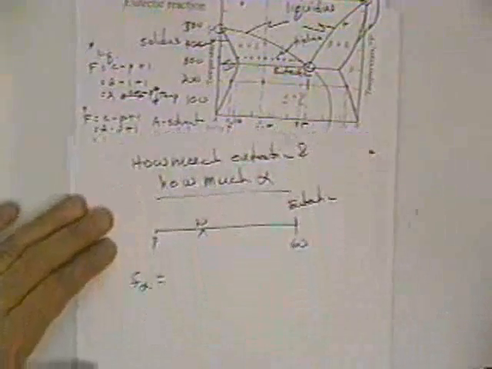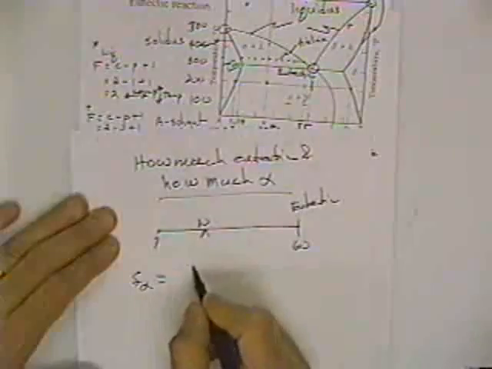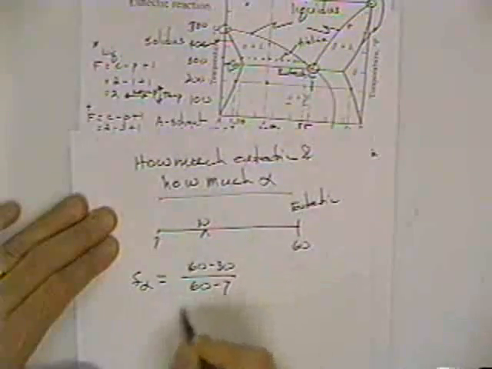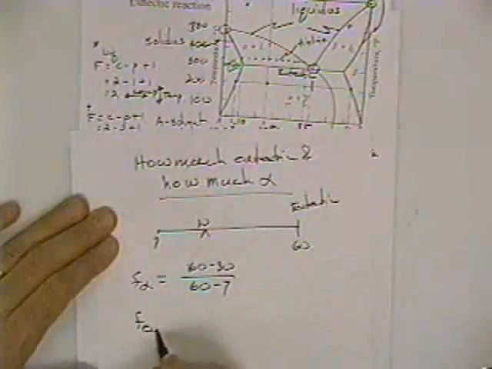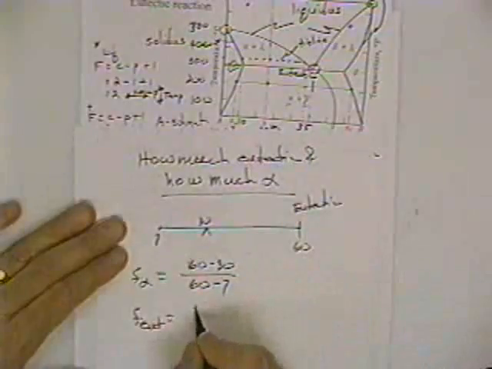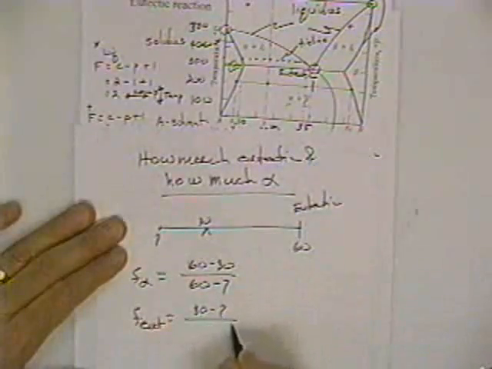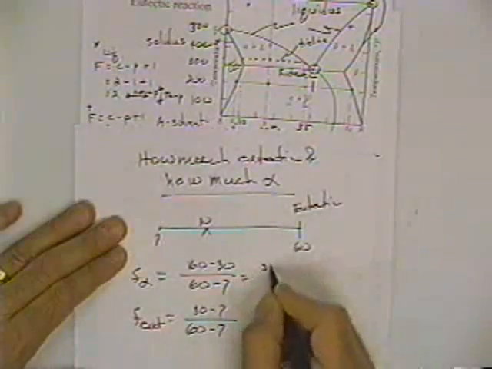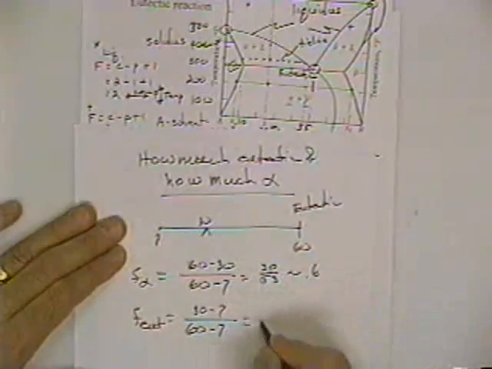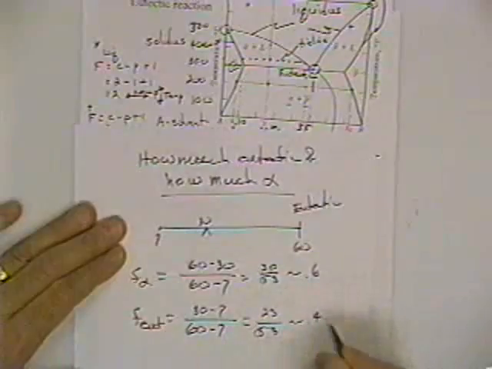So the fraction of alpha is going to be equal to 60 minus 30 over 60 minus 7. The fraction of eutectic is going to be the opposite portion of the lever arm, and that's going to be 30 minus 7 over 60 minus 7. That's going to be 30 over 53, so that's going to be about 0.6. And this is going to be 23 over 53, about 0.4.